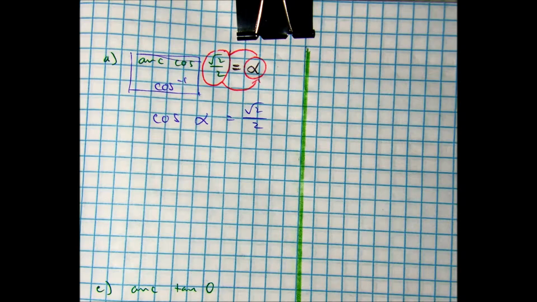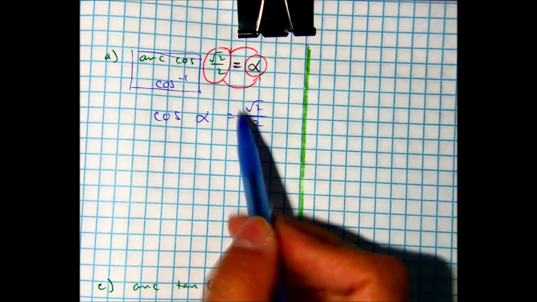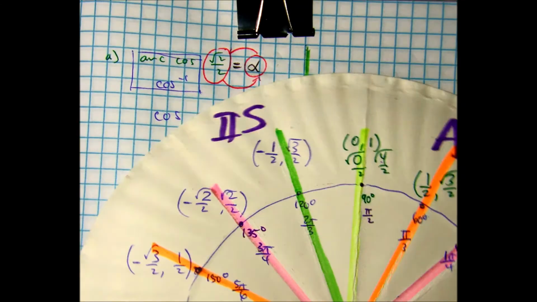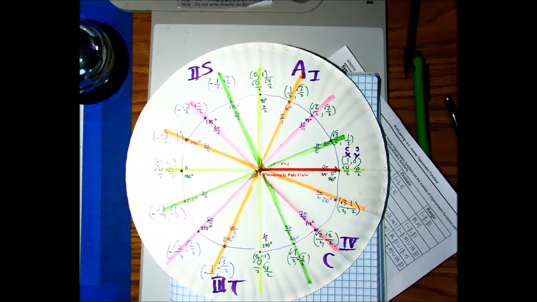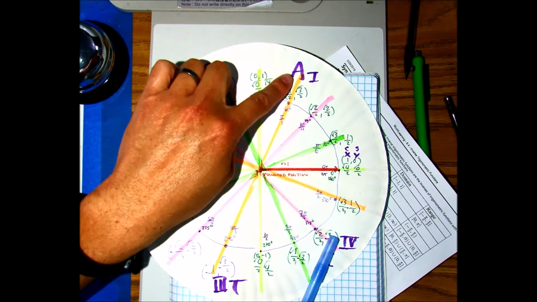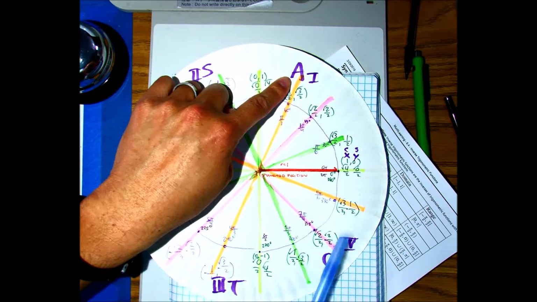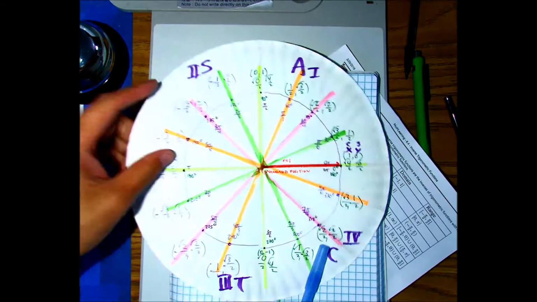Now, notice the order I go in. If this is a positive or a negative, I always like to think of the positives first, right? So put your finger where cosine is positive. You should have 2 locations. You should have these 2 locations. All the trig functions and cosine is positive.